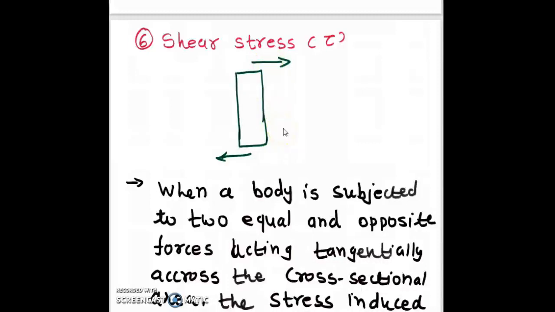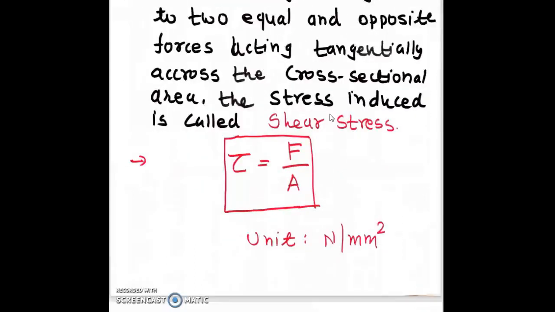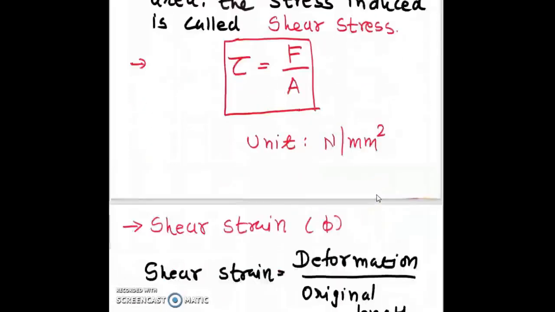Such stress is known as shear stress. Its mathematical expression is the same as simple stress. The symbol of shear stress is tau, equal to F upon A. F represents the force, load or weight in Newton, and A is the cross-sectional area. So it is the ratio of force upon area. The unit of shear stress is the same, Newton per mm square.